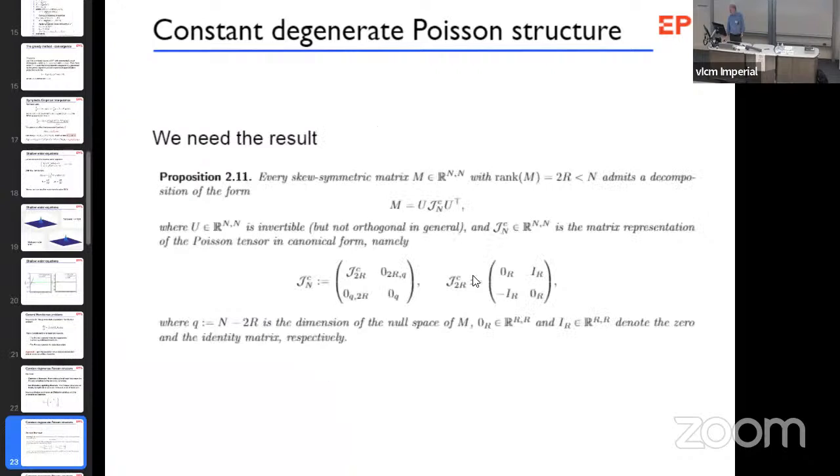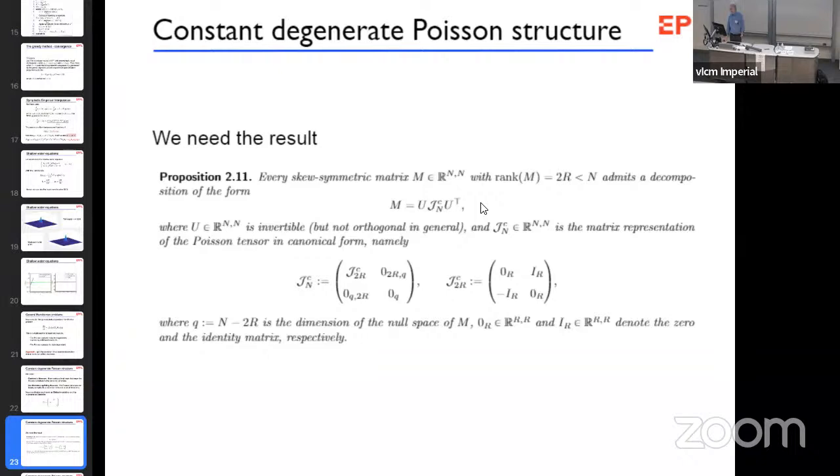Now you need a result to do this in a general way, which is: if I give you a skew symmetric matrix, can you always find this decomposition? Can you always take the skew symmetric matrix and make it into a canonical part and a singular part? And the answer is yes. You can guarantee that there's always such a transformation, decomposition, with a matrix U. U is invertible, but it's not orthogonal. But it does exist.